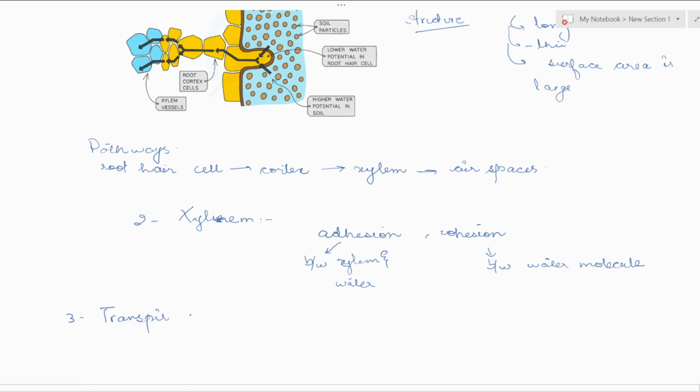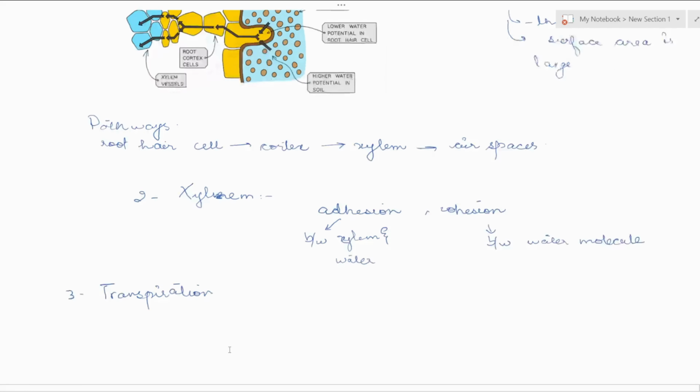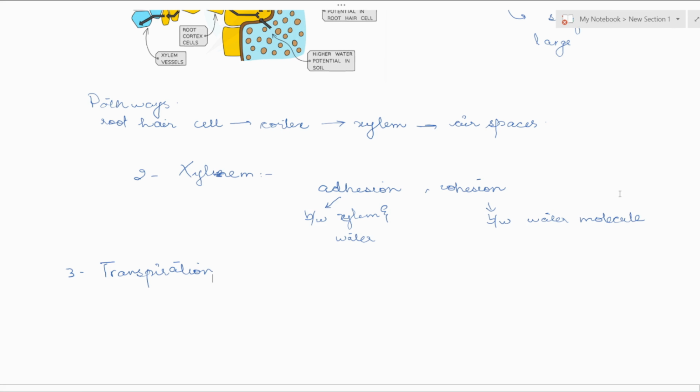So there are three basic processes by which water reaches the xylem vessel. One is through the root, number two is when it passes through the xylem, and number three is when transpiration occurs in the leaf. Now how do we define transpiration? Transpiration is the evaporation of water, or water vapors, through the stomata of the leaf.